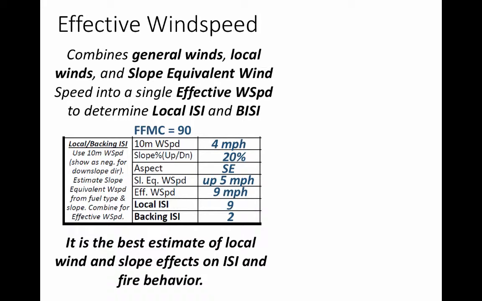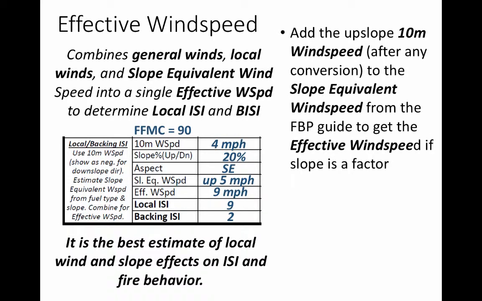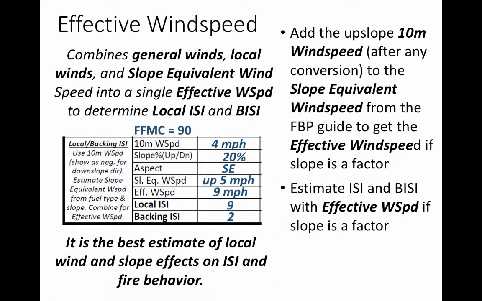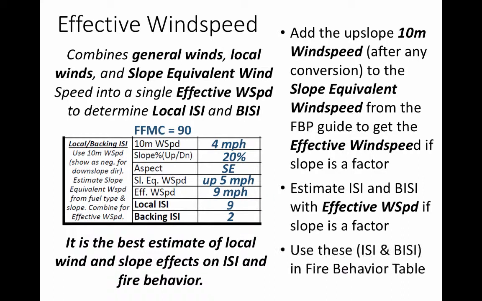Effective wind speed is an important concept. Field methods for converting slope to an equivalent wind speed make it easy to produce a fire behavior estimate with it. If your winds are blowing upslope, add the slope equivalent wind speed to your estimated wind speed to get an effective wind speed measure. If your winds are blowing downslope, subtract one from the other. Estimate the ISI and the BSI using the effective wind speed you just estimated. And finally, you can use this ISI and BSI value to estimate expected fire behavior using the fire behavior tables in your field guide.